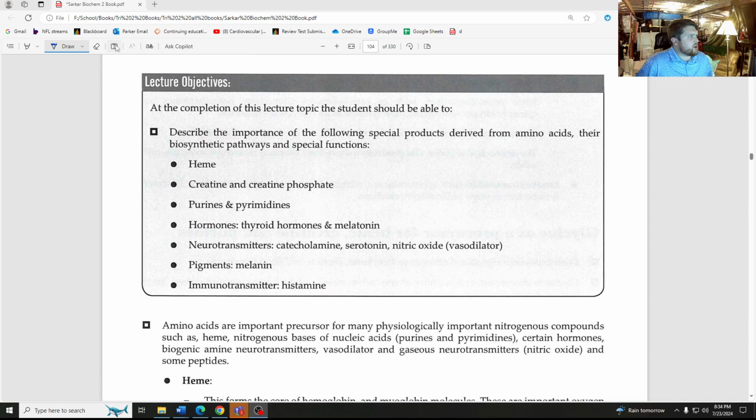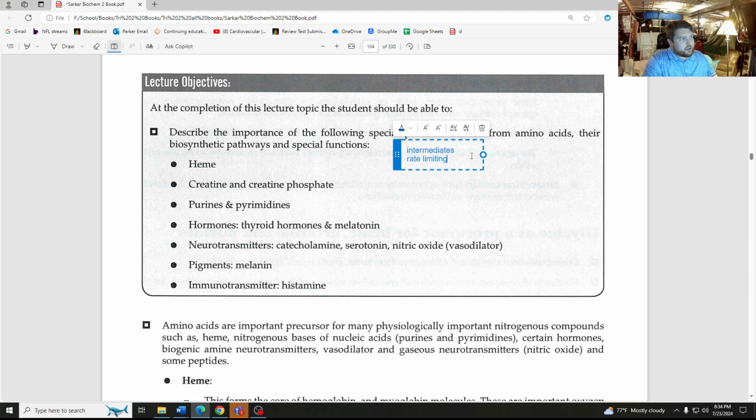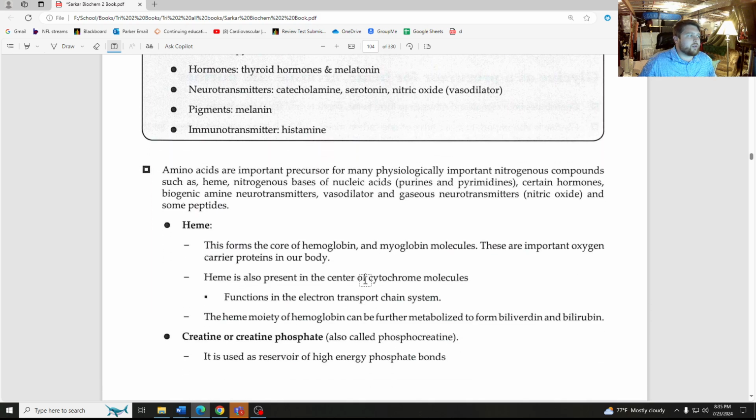Also, to start with, a lot of this is going to be, hey, draw these out, learn some of the intermediates, and really understand the function of each of these, as well as the enzymes, specifically those rate-limiting step enzymes. We want to look at the intermediates, the rate-limiting enzymes, and then the function or the purpose of these. Okay, that's what we're really going to be focusing on as we read through this.